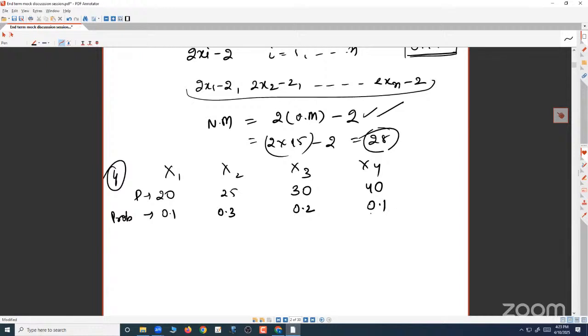Now, with the profit they are also losing, right? That means each startup is losing 10 lakhs. So the loss is 10, 10, 10, and 10. What are the probabilities for that? If I'm getting 10% as a profit, the remaining 90%, that is 0.9, would be my probability of getting a loss for X1 only. Correct?